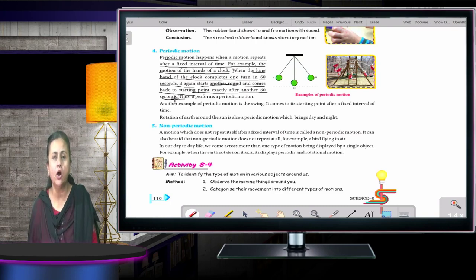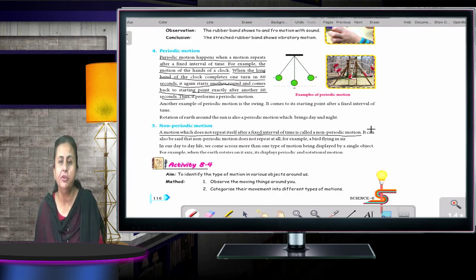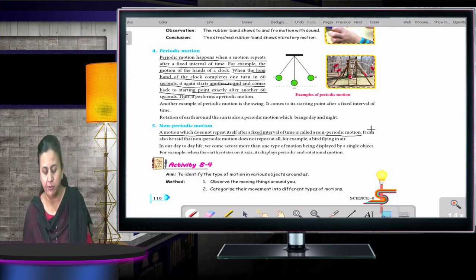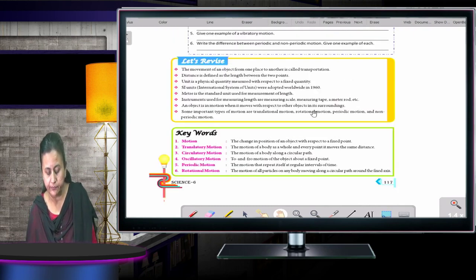If I talk about non-periodic motion, a motion which does not repeat itself after a fixed interval of time is called a non-periodic motion. The example of periodic motion is the pendulum. When the pendulum of the clock goes, that is a periodic motion. Or when you are on the swing, that is a periodic motion. Now there is one activity. Please go through it to identify the type of motion in various objects around us. Just go through it.